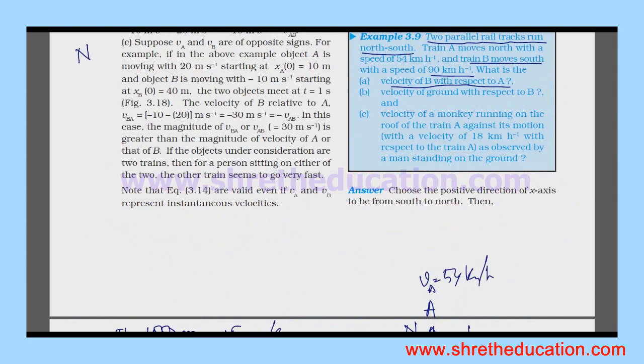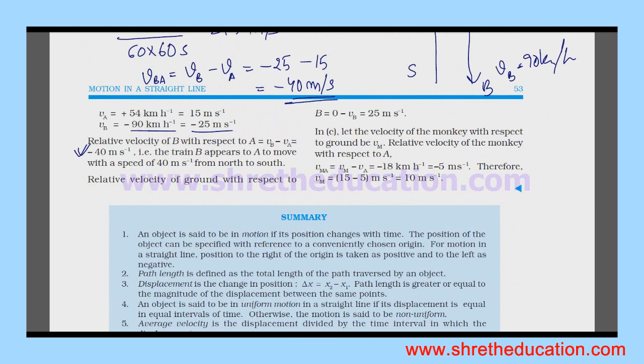Next question: velocity of ground with respect to B. Velocity of ground with respect to B is velocity of ground minus velocity of B. The velocity of ground is 0, and VB is minus 25, so the answer is 25 meter per second.